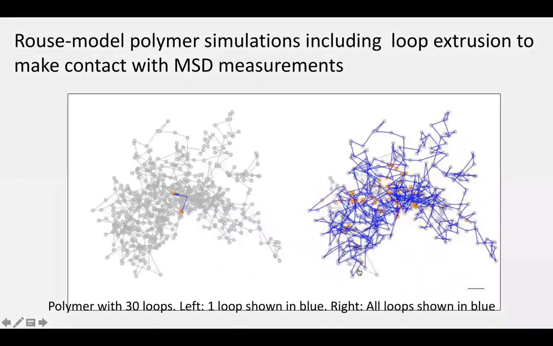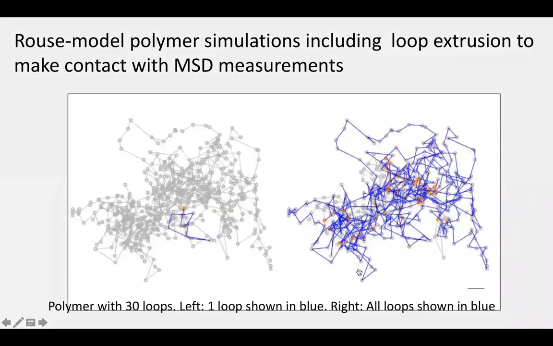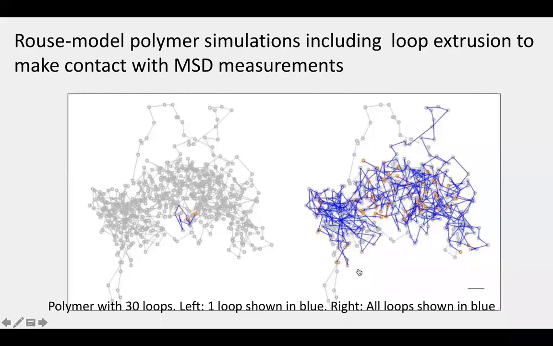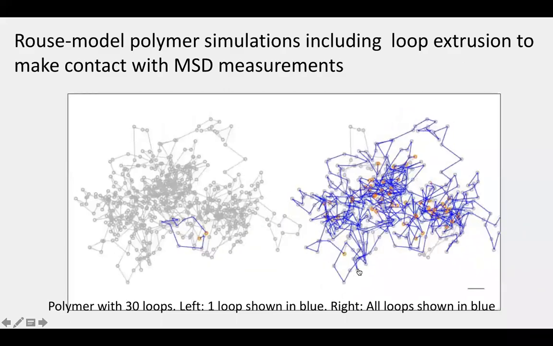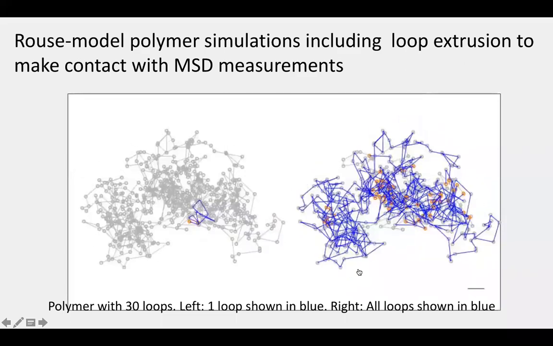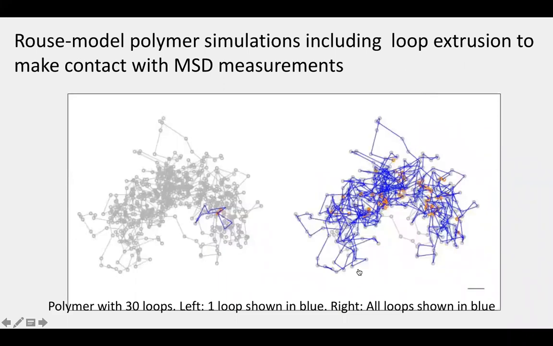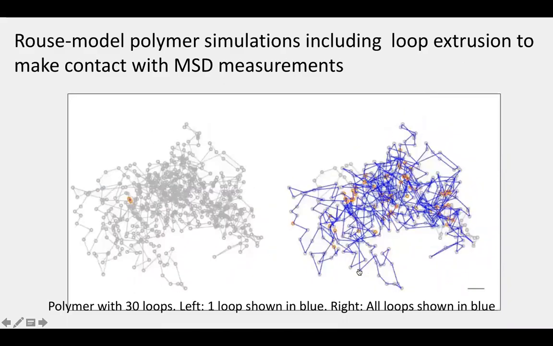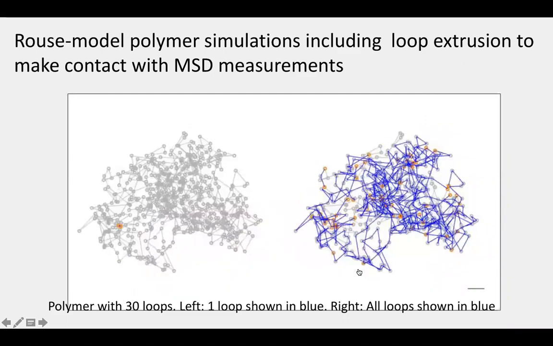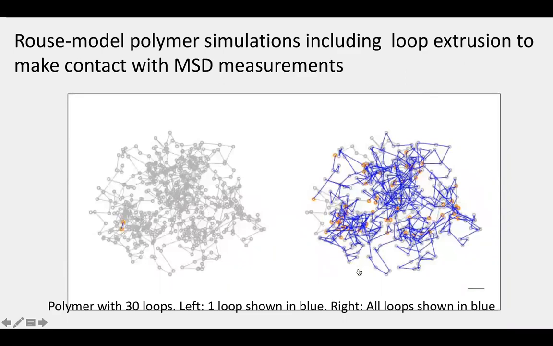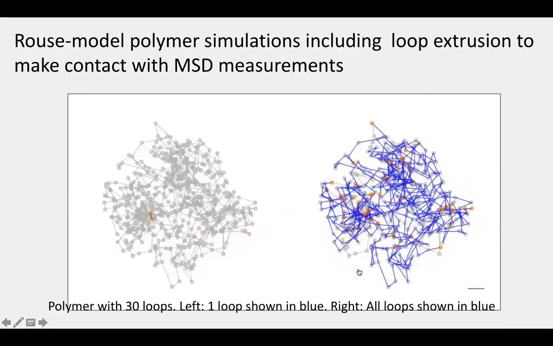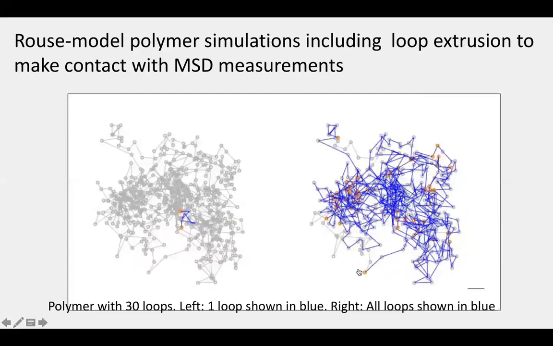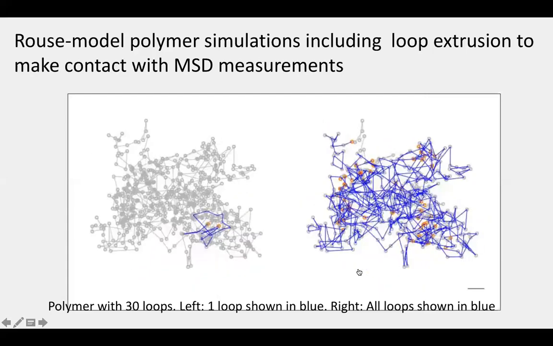So the last thing I want to do is talk about incorporating the loops into a polymer model. What we've done here is include the output of the loop extrusion simulations that I just described into a Rouse polymer model, and that's what you're looking at now. In this particular simulation, there are 30 loops. In the right-hand movie, all 30 loops are shown in blue. In the left-hand movie, it's exactly the same movie, but only one of the loops is shown, and you can see that one loop being extruded.